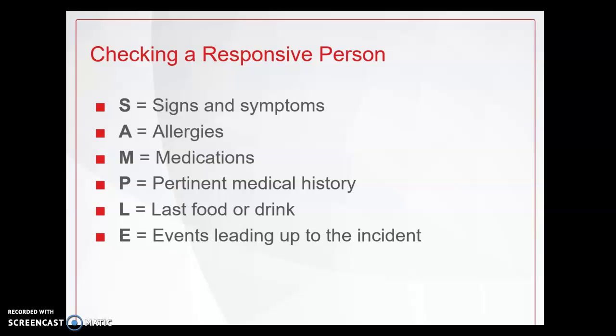P is pertinent medical history. So ask if they have any medical conditions. L is the last food or drink that they had. You're going to want to talk about when was the last time they had it, what did they have, and how much? And then E is events leading up to the incident, kind of asking what happened, seeing what they can tell you.